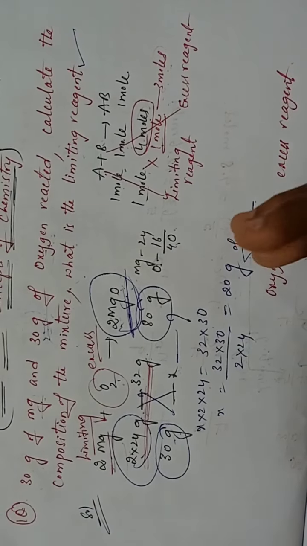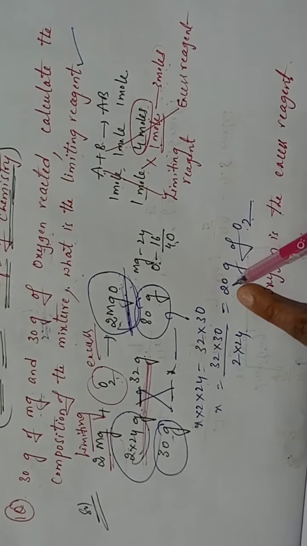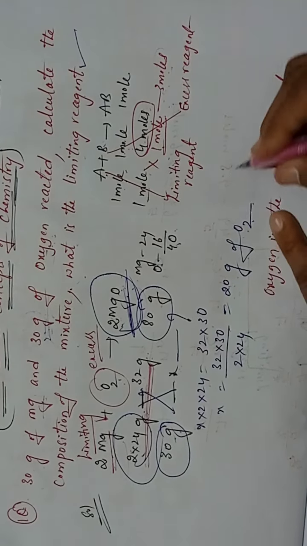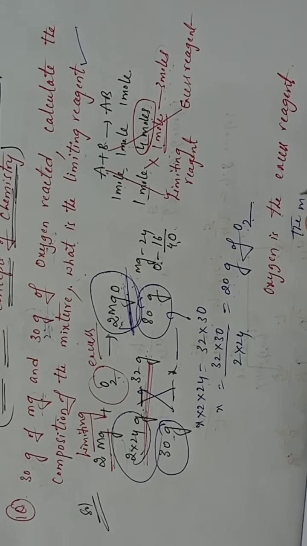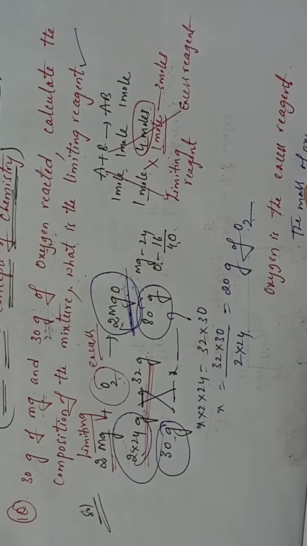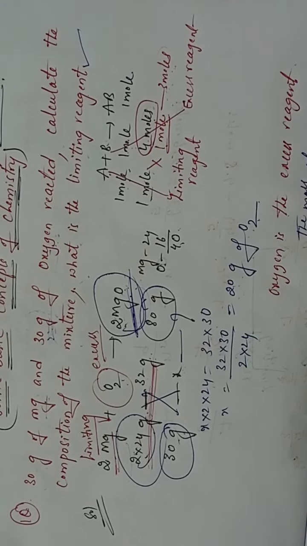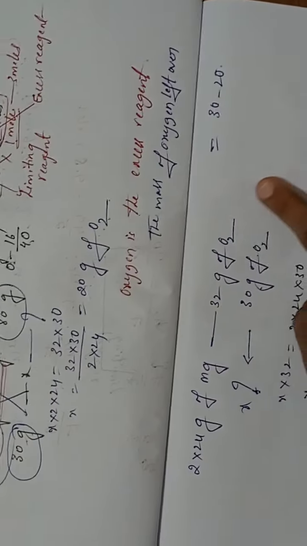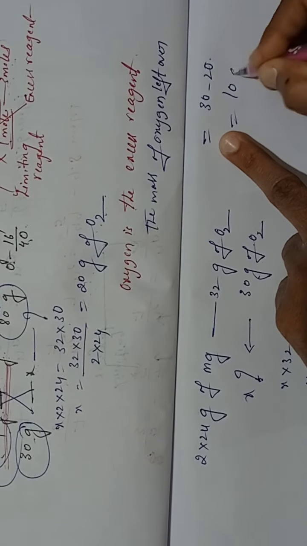Magnesium oxide plus, and how much excess reagent is there here? Oxygen is the excess reagent. How much is given? 30 grams given. This is 20 grams. How much is left over, students? The mass of oxygen left over is equal to 30 minus 20. Clear? So the mass of oxygen left over is 30 minus 20, which is 10 grams.